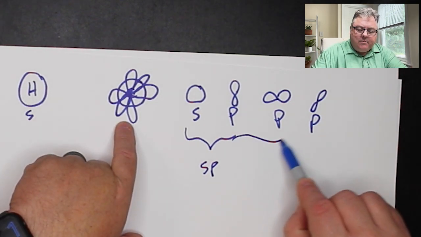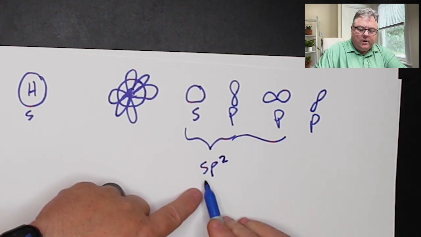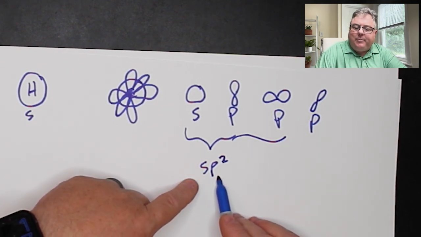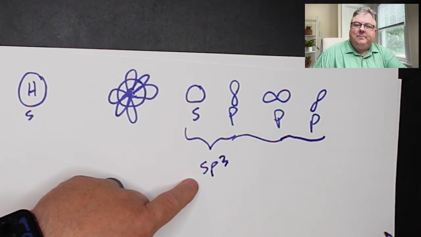Or I can mix them with 1 of the s's and 2 of the p's and call them sp2. We just described how many of them we're mixing together. And if I mix all of them together, we call it sp3. So let's look at what these different ones look like.